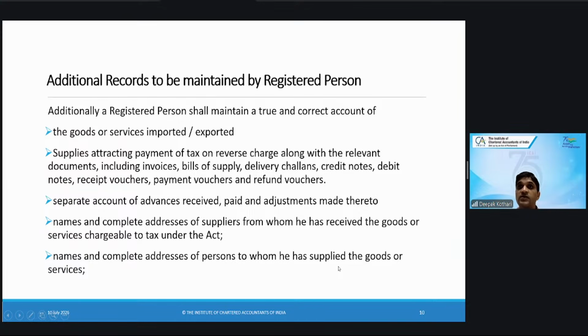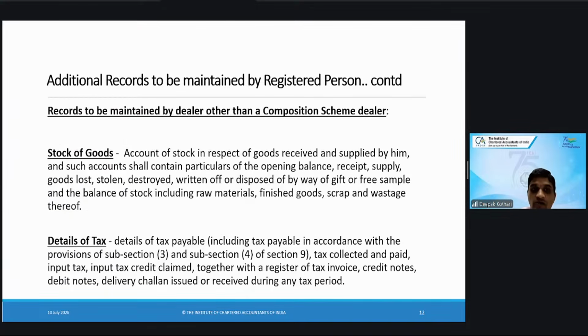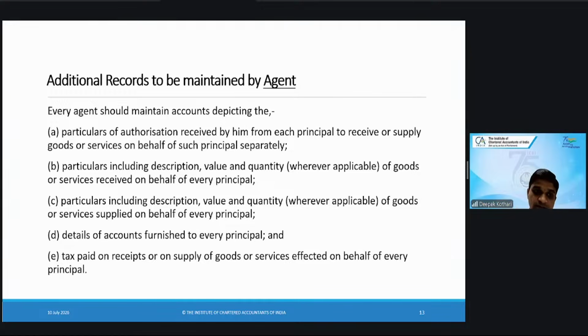Because if you're buying from somebody, then they can verify him, because you're availing input tax credit, whether that person has done his transactions correctly or not, because basis him, you are claiming the credit. That's why those records also have to be maintained properly. And wherever you're storing the goods, the complete address of the places where you're storing those goods is also required. Additional records to be maintained: stock details and details of tax.